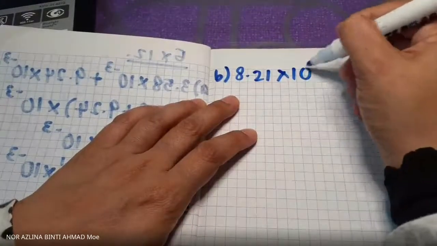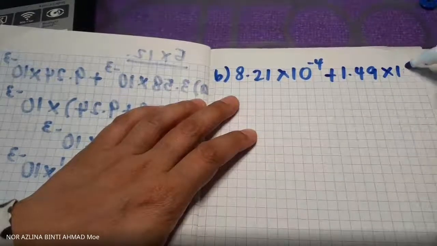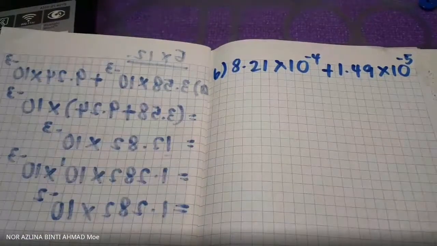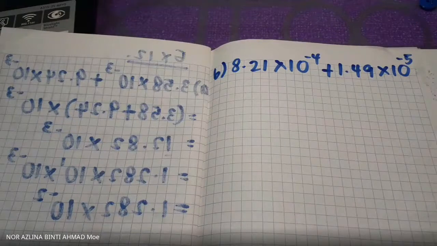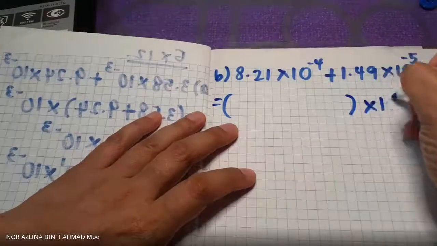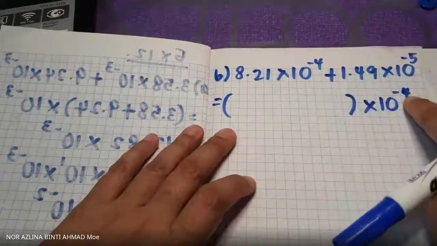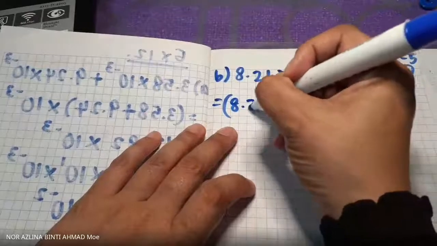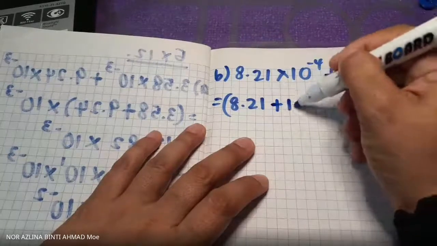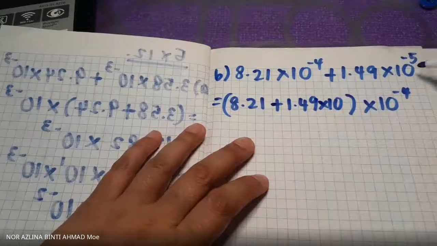8.21 times 10 to the power of negative 4 plus 1.49 times 10 to the power of negative 5. Okay. I factorize 10 to the power of negative 4. So here is 8.21, 10 to the power of negative 4 done. Plus 1.49 times 10 to the power of negative 5.